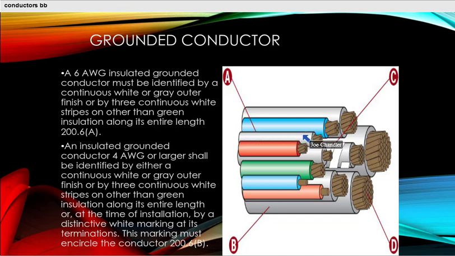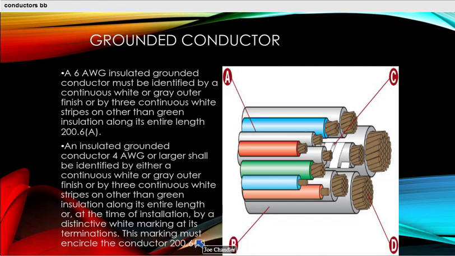It's saying that if this wire is a grounded conductor or a neutral and it's number 6 and smaller, it has to be white, gray, or some color other than green with 3 continuous white stripes along its entire length. No tape is allowed. So that's what it tells us in 200.6(A).